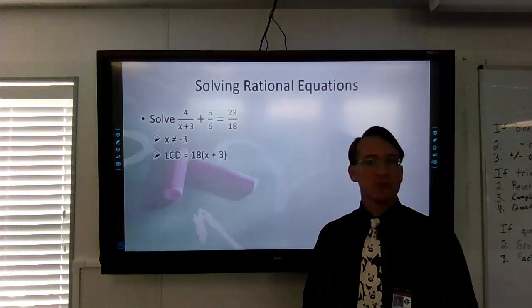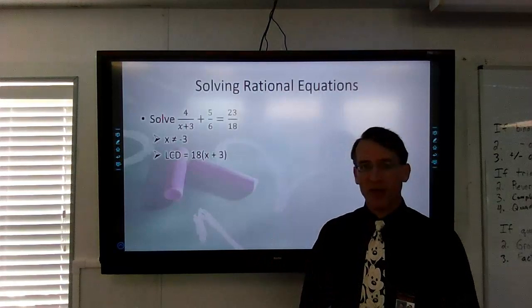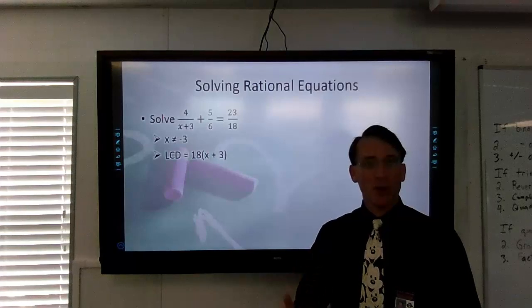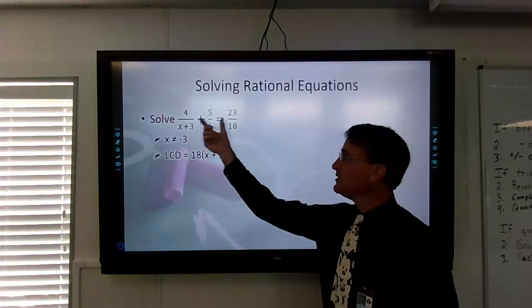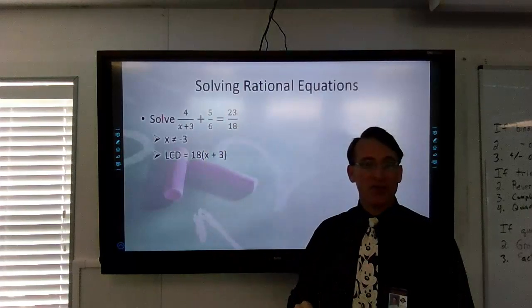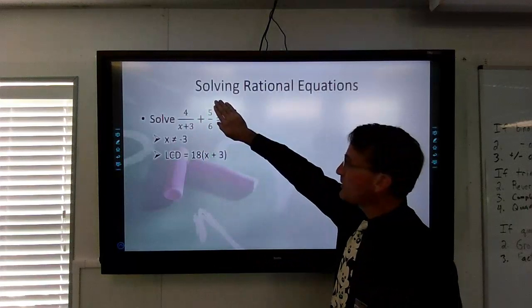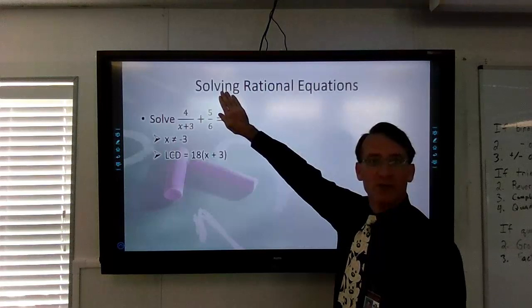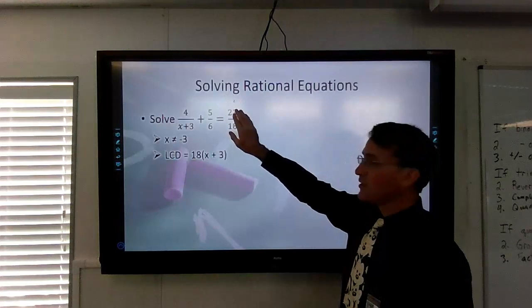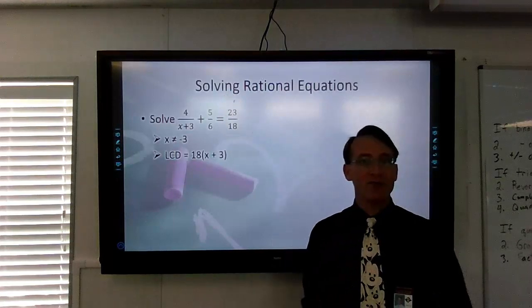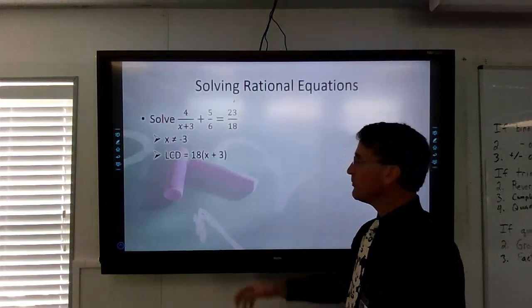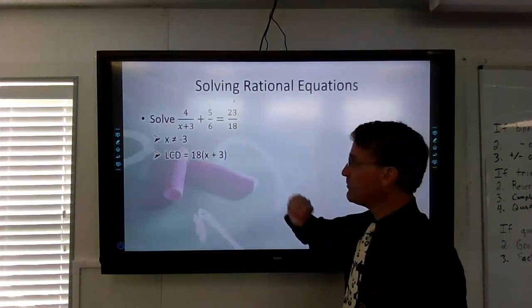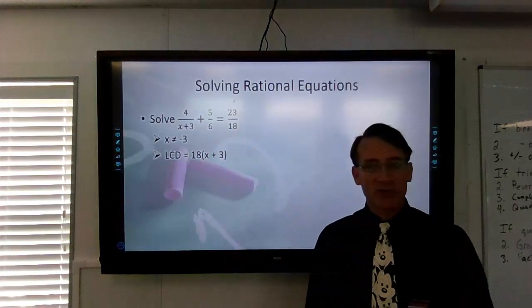The only time you can clear equations of fractions is if you have an equation, which means you have something on each side of an equal sign. If I just have this part of it, I cannot clear my equation of fractions because I don't literally have an equation. With the equal sign there and something next to it, I now have an equation. So I'm going to clear my equation of fractions by multiplying by 18 times x plus 3.